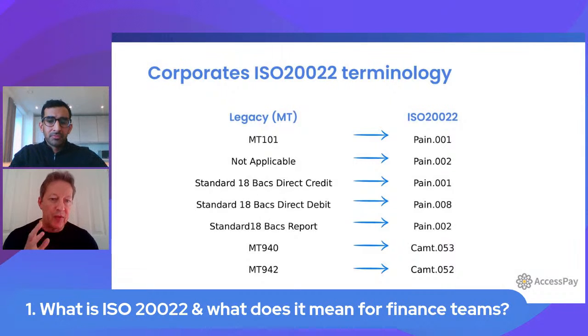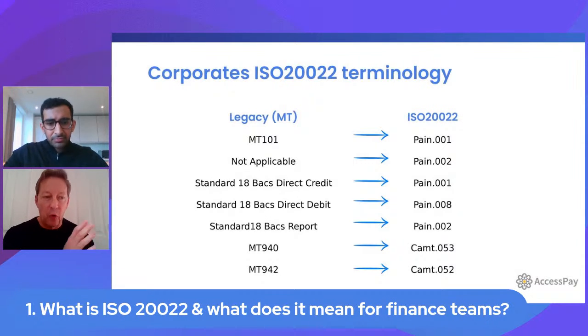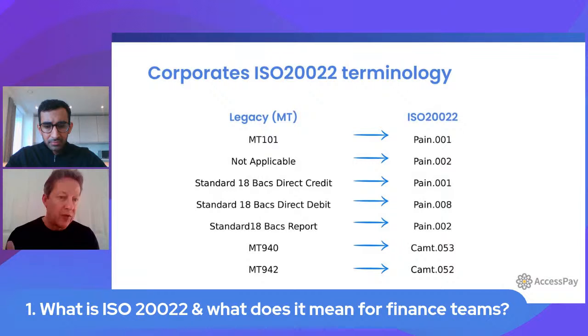So this transition is happening from the legacy formats, which is BACS, as you say, Standard 18, and CHAPS is MT101s, international cross-border MT101s. All those are being transferred to this new format, this new XML, PAIN001, PAIN008 format.